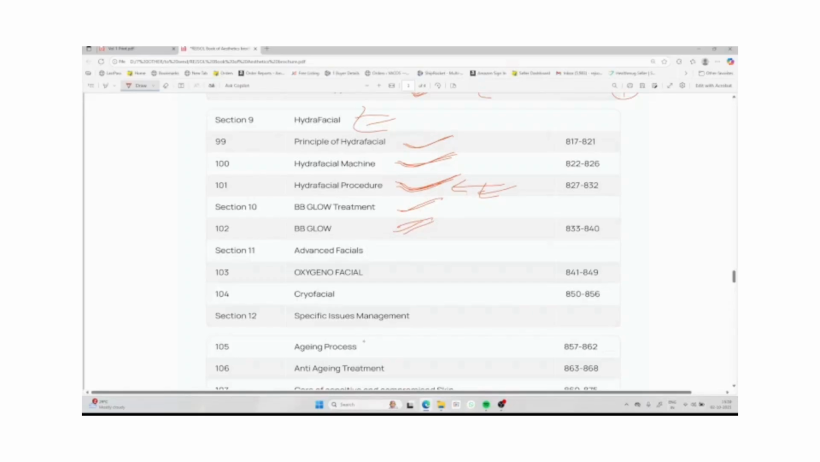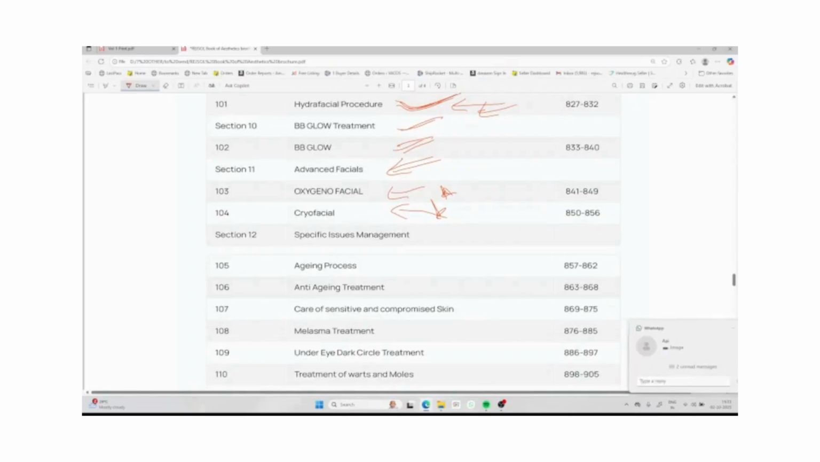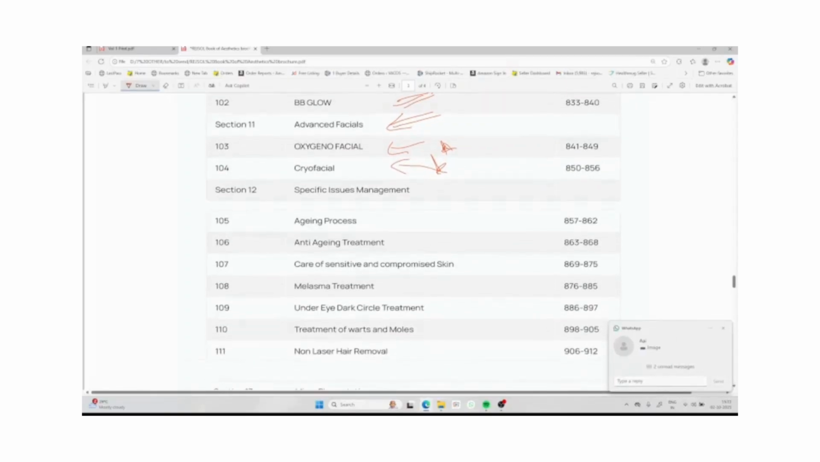Baby glow treatment. Then section 11 is advanced facials. These are facials which are advanced. This is oxygenofacial and cryofacial. Some people may not be aware of this. These are advanced facials. Special machines are incorporated in this, which is discussed here.